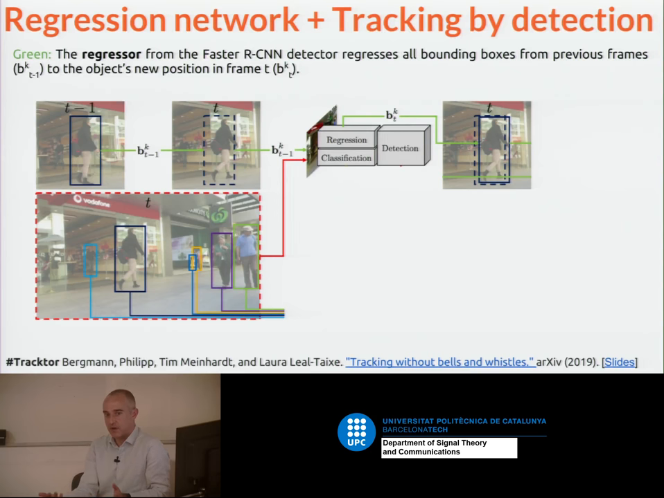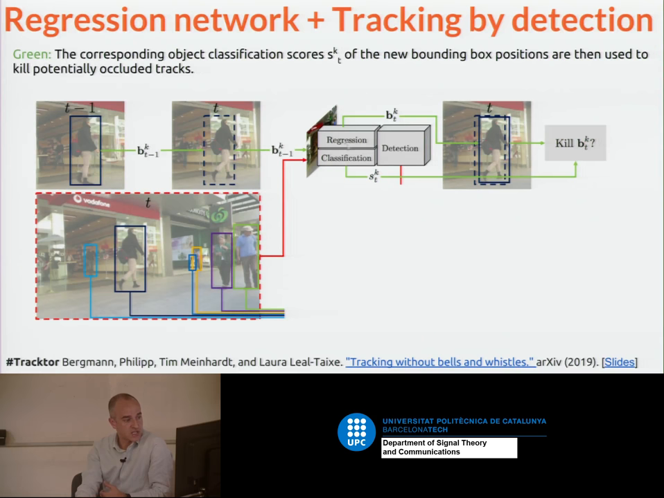Then, things that happen in tracking: sometimes objects disappear, right? So how does it deal with an object disappearing? As there's also a classification branch, if it tells you that's no object, so I regress the bounding box, it's there, but that's not an object, then you just kill that track. The classification branch of Faster CNN has an output that tells you the confidence is very low, and you can just kill the track.